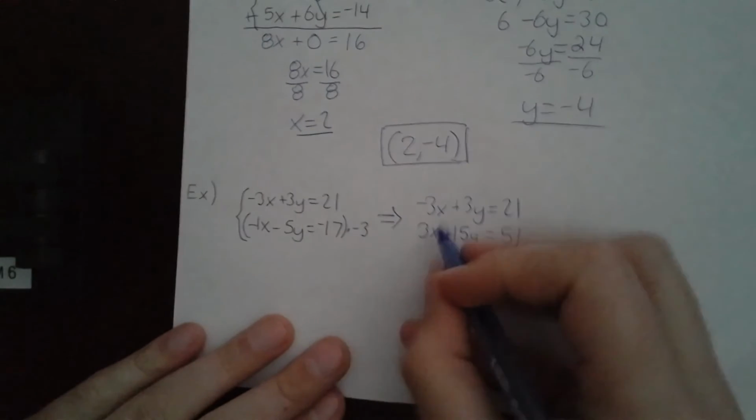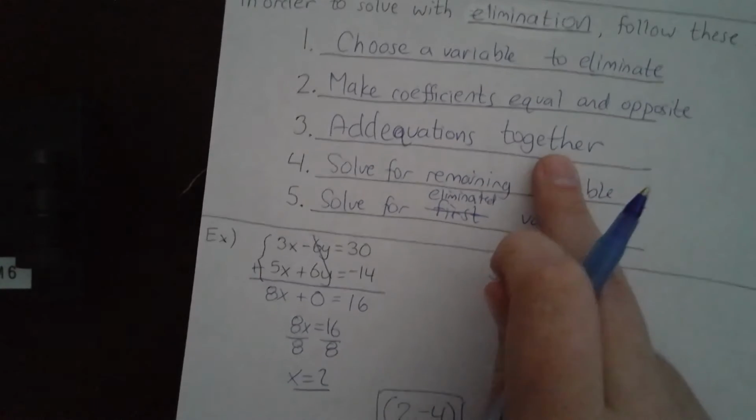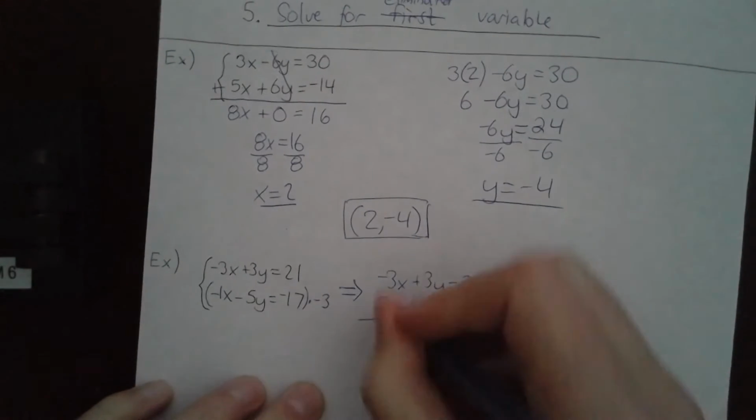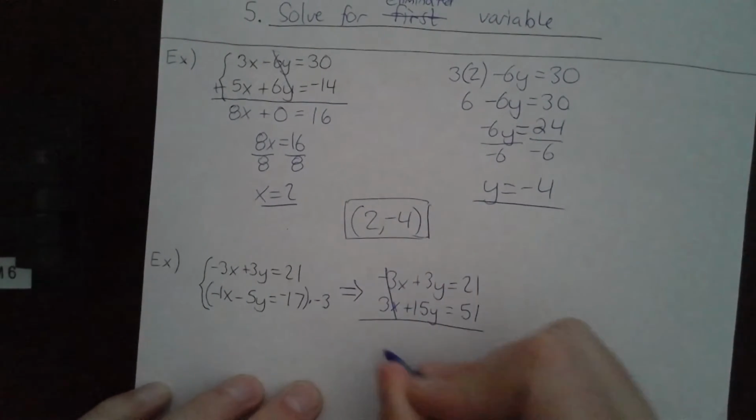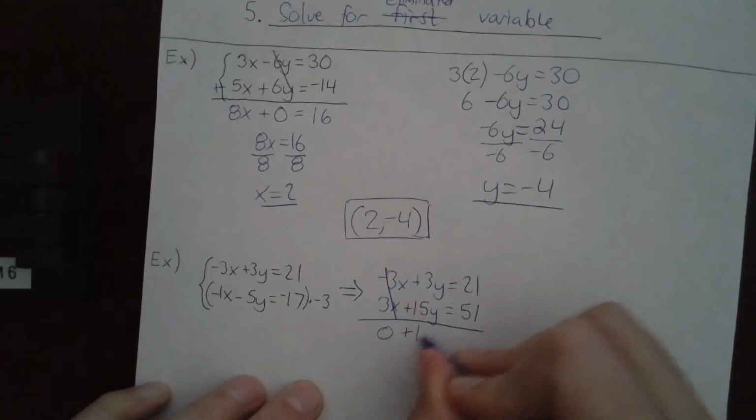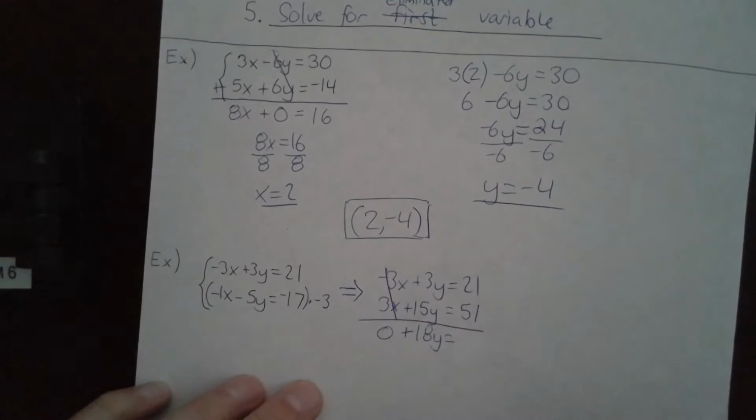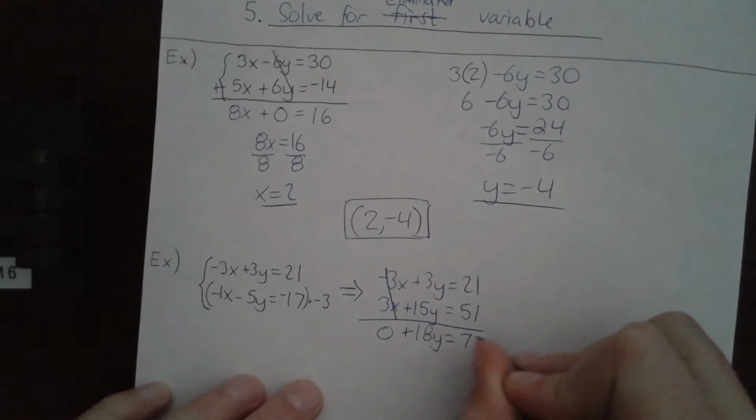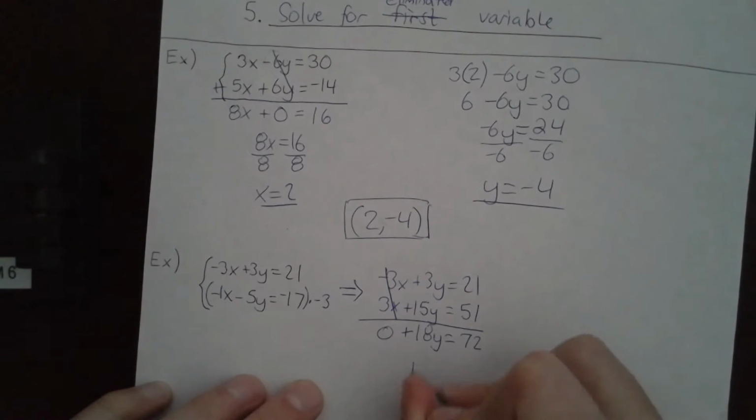So now we can go ahead and add equations together. That's step 3. So we're going to add down -3x plus 3x. Those cancel out. We get 0. Plus 3y plus 15y is 18y. 21 plus 51 is 72. So now we have 18y equals 72. Divide both sides by 18. We get y equals 4.